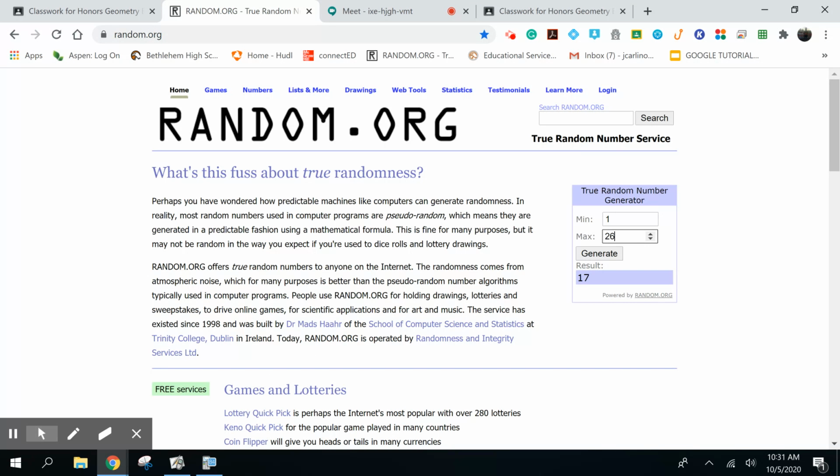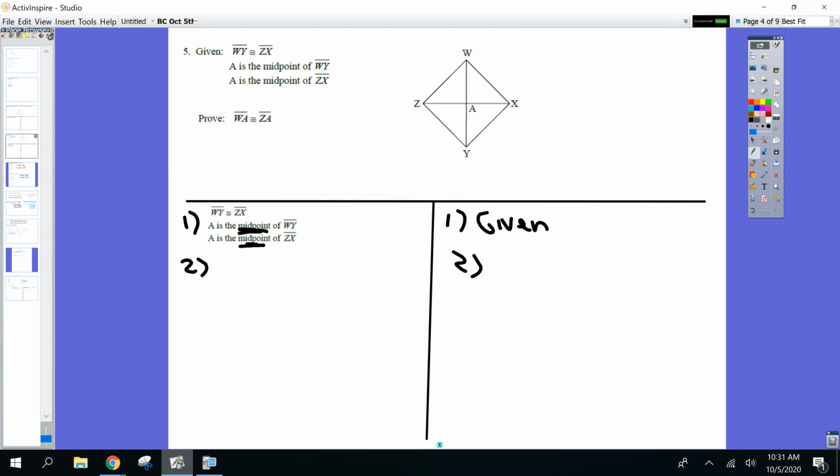Here we go. Game time. I don't have my cheat sheet. Hopefully you guys know. 13. Anybody know they're 13 before I get on my cheat sheet? Hi, Sophia. What are you going to take half of up here? WY and ZX. Good. I'm going to take half of WY and we're going to take half of ZX. And we got to call it something. What's that segment we're going to call it now? Remember, you look at the proof statement to figure that out.